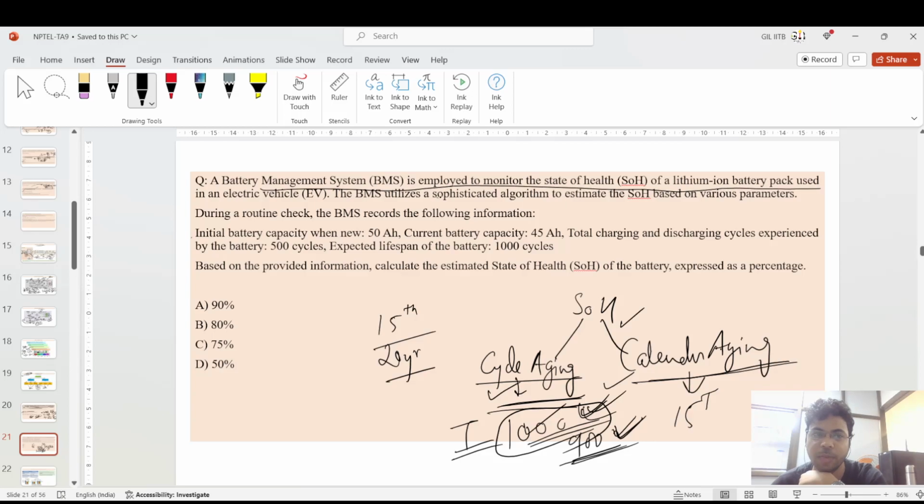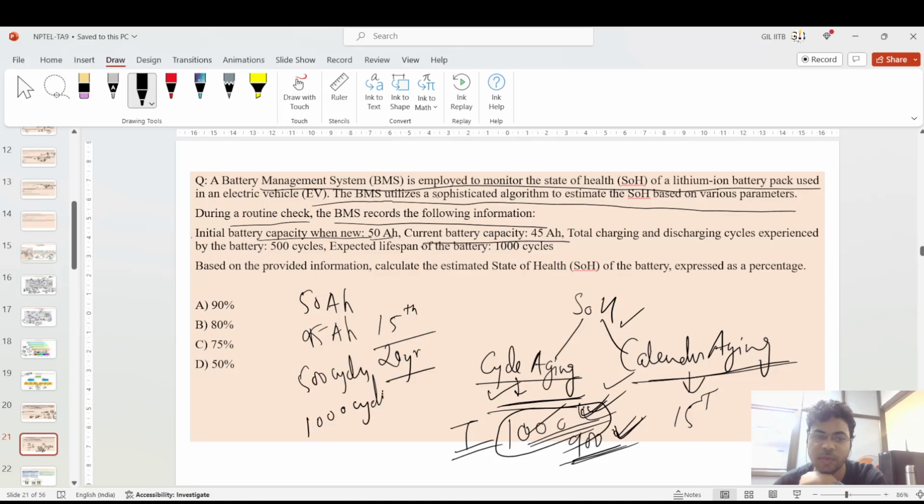Okay, so coming to this question, it says that a BMS is employed to monitor the SOH of the lithium battery pack used in an EV application, and the BMS utilizes a sophisticated algorithm to estimate the SOH. During a routine check, the BMS records the following information: the initial battery capacity when new was 50 Ah, the current battery capacity is 45 Ah, and the total charging and discharging cycles experienced by the battery is 500 cycles, and the lifespan is 1000 cycles.